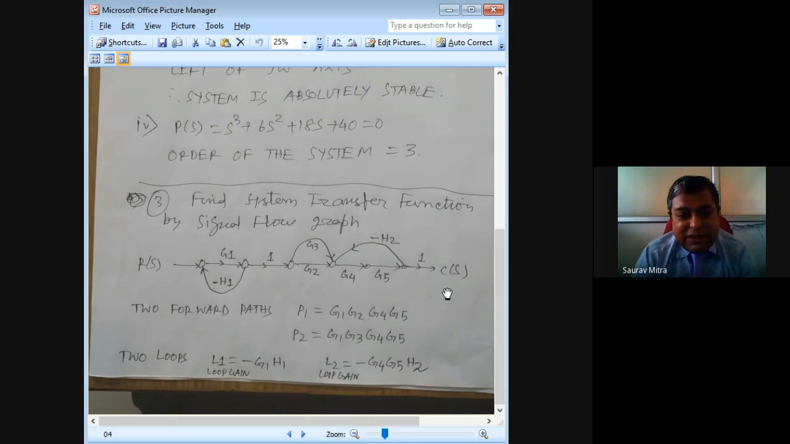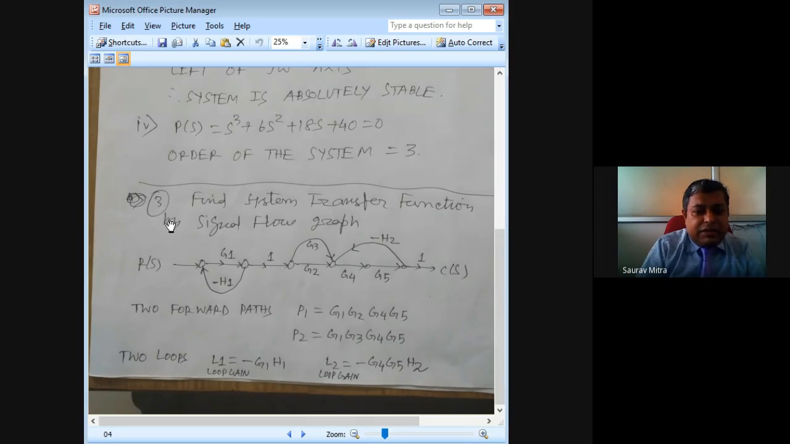So what is the first thing? First, we are supposed to check how many forward paths are there and how many loops are there, and if there is any loop which is not touched by a forward path. And there is a third and fourth thing: how many loops are there that are non-touching. So there are only 4 things I'm telling you, just remember them, or you can write them down. First thing is how many forward paths are there.